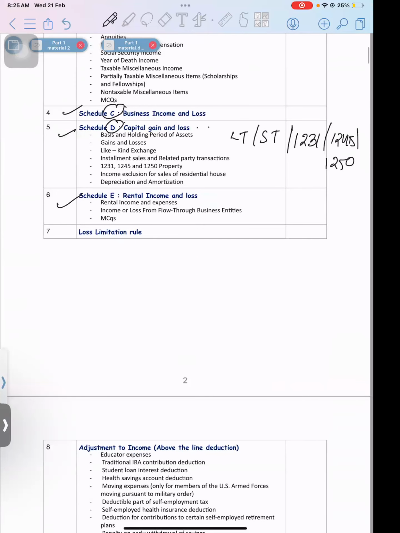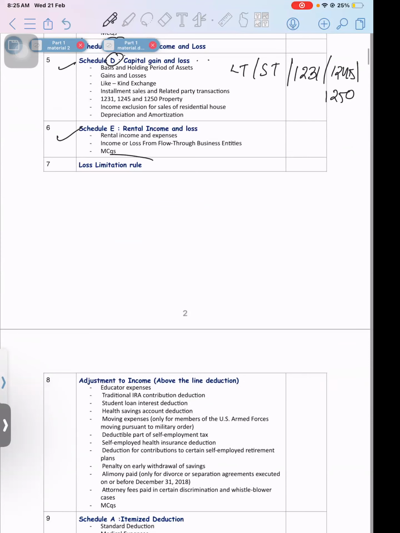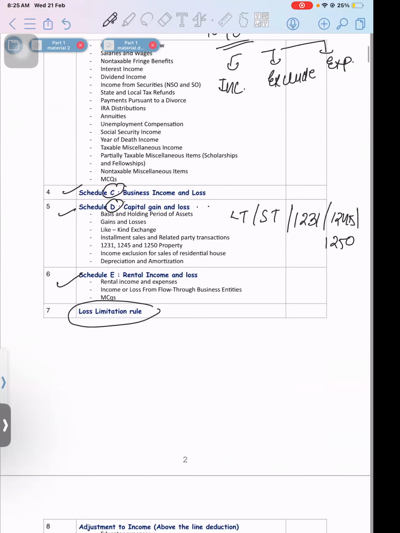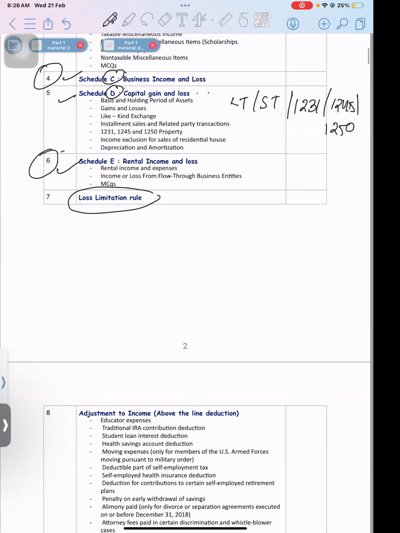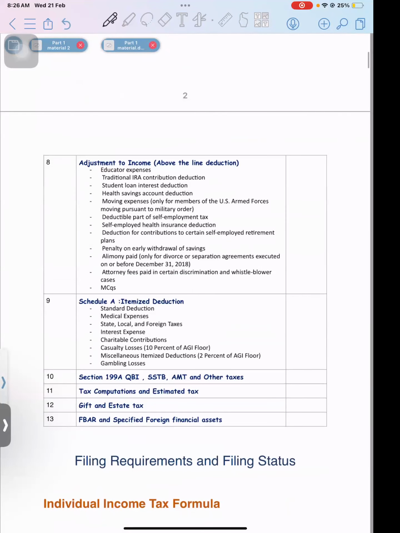Then we have passive income, that is rental, which we will do properly. And loss limitation in all these three: schedule C, schedule E, and active loss. If we have a loss, how it will be set off, that will be done in chapter 7. Then we have adjustment to income, and then itemized or standard deduction.